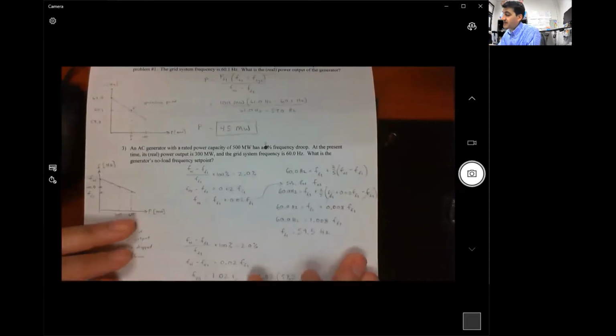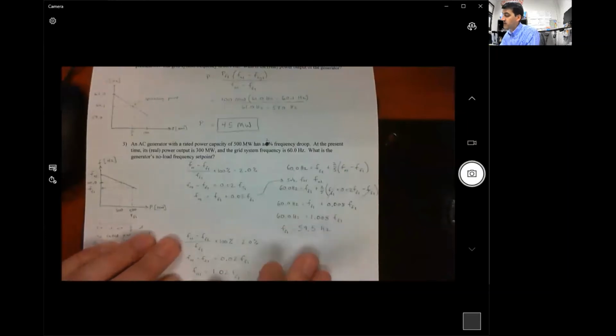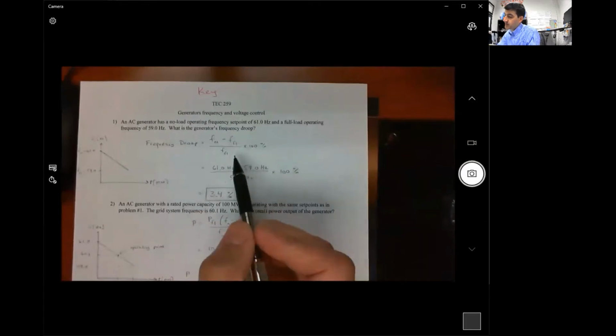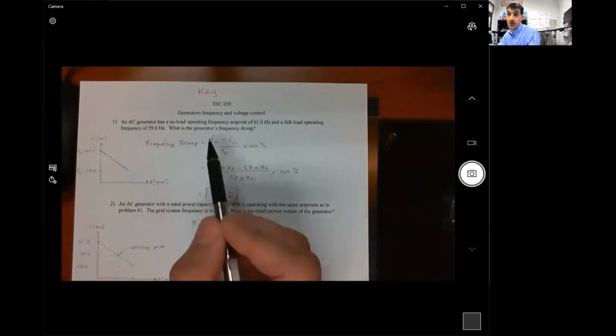Sometimes I like to demonstrate a long way of doing things, just to show that you can do it in multiple ways. So we've got the full load frequency here, but we're trying to find the no load frequency. That's no problem, because now I can use any of these equations, since I know what the full load frequency is. That's a known, so it's not an unknown anymore. So now I'm going to use the droop equation, plug in for the full load frequency and the droop, and the only variable will be the no load frequency. So that's what I did down here.